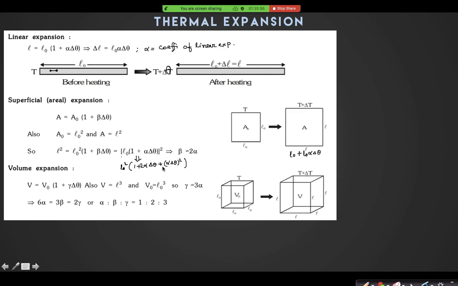The value of alpha is very small, of the order of 10 power minus 6. If alpha is very small, delta theta is also not that large. So what is the square of alpha delta theta? Can I neglect it? It will be almost 0. Neglect it. So if I neglect it, then the term is 2 alpha delta theta. So if I say it is A naught into 1 plus beta delta theta, then what is the value of beta? Beta is nothing but 2 alpha. Right? This is beta.